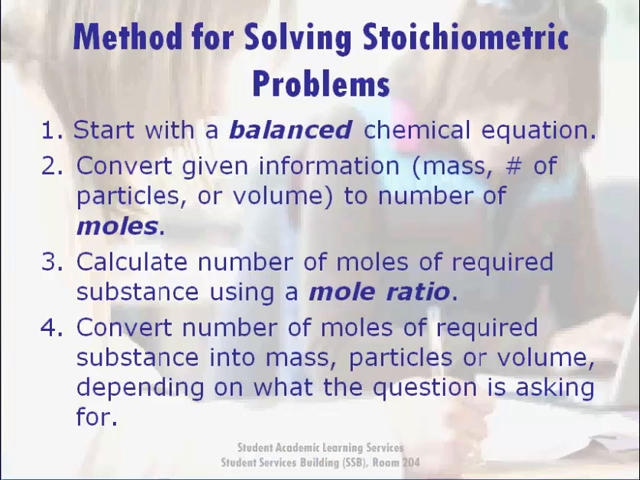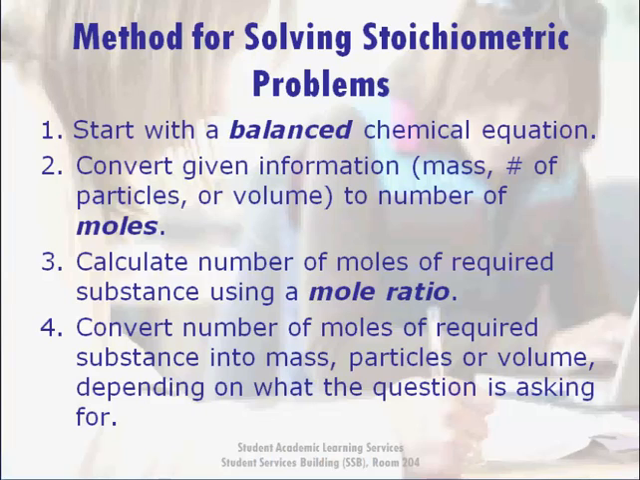If your chemical equation is not given to you in a balanced state, you must do this first. If not, your mole ratios between reaction participants will be wrong, and no matter what, your final answers will also be incorrect. So number 2, convert the given information into moles. Whether the question provides you with the mass, a number of particles, molecules, or atoms, or a volume, you must convert this given information into a number of moles.